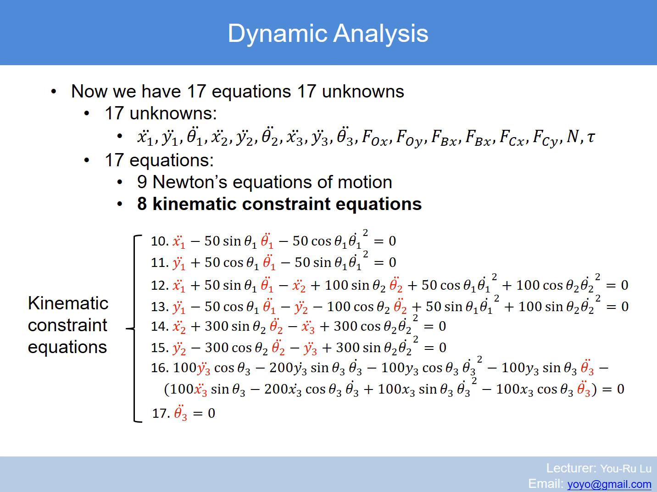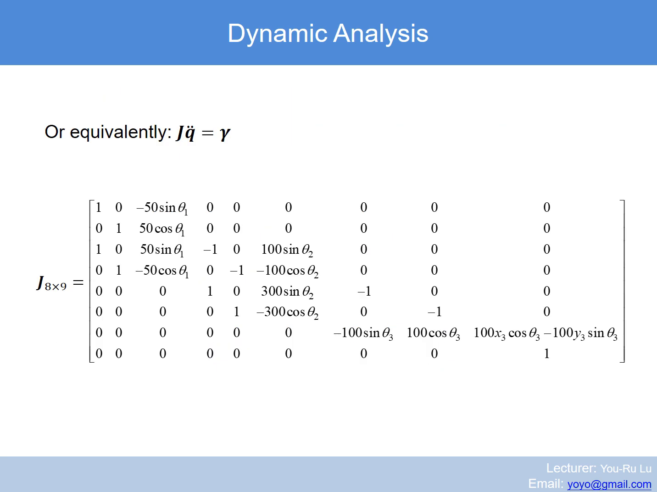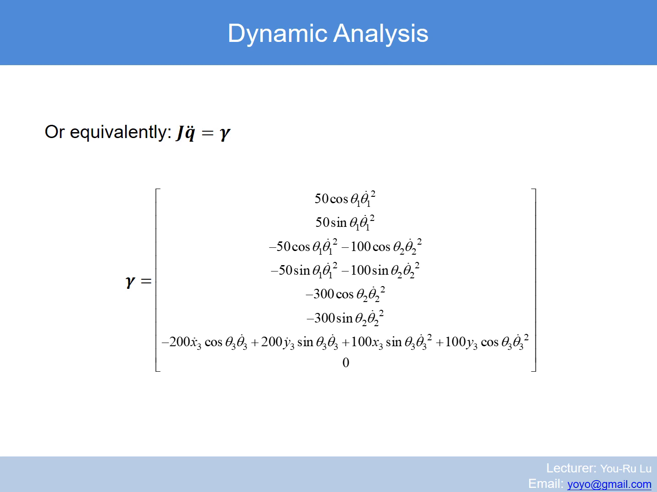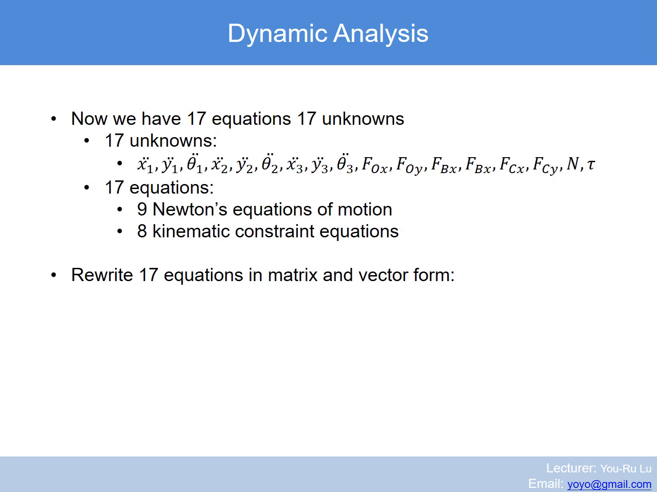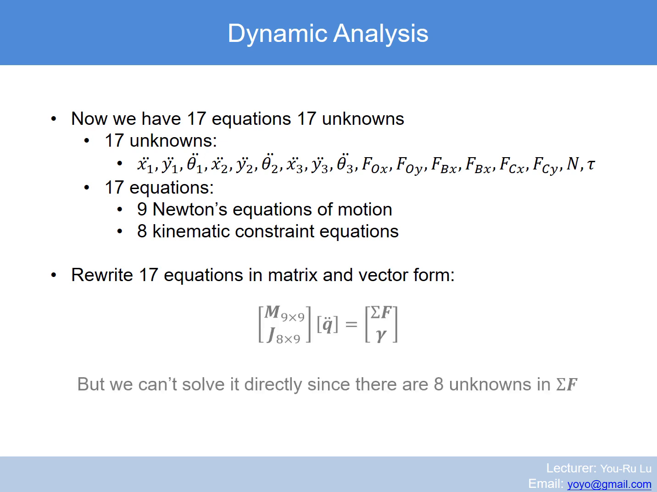As for the rest of the equations, they are from kinematic constraint equations, which are shown here, or equivalently, Jq double dot equals gamma, where J is the Jacobi matrix shown here and gamma is the vector shown here. So now if we want to solve for the q double dot and the joint reactant forces using computers, we need to rewrite the equations in matrix and vector form, which is shown here. However, if you do so, you will realize you can't solve it since there are 8 unknown joint reactant forces in sigma F.